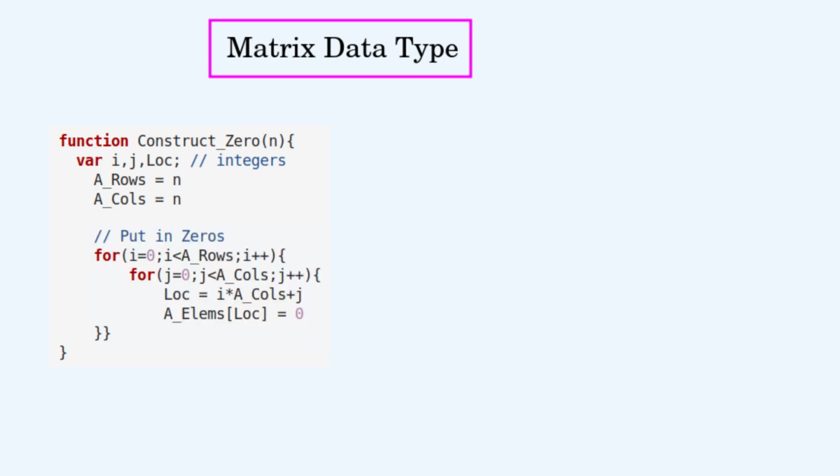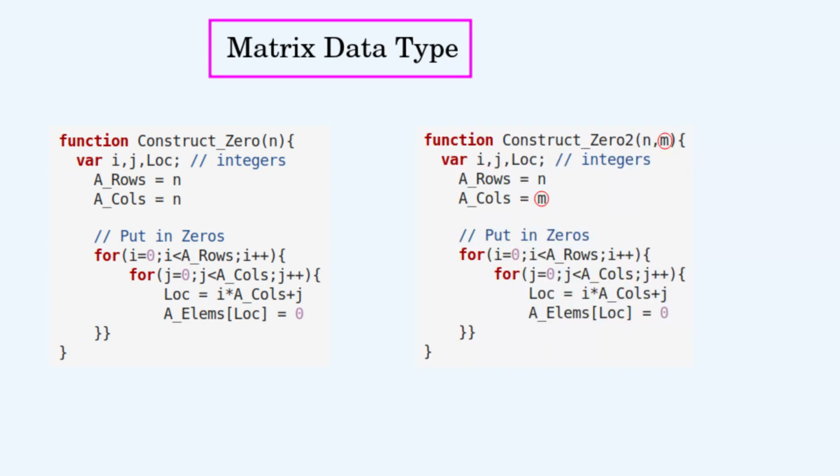We'll create a loop to go to the location of every element in this matrix and set all of these elements to be 0. And then we can make a second function that creates 0 matrices that aren't square, with m being the number of columns passed through a second parameter variable called m.